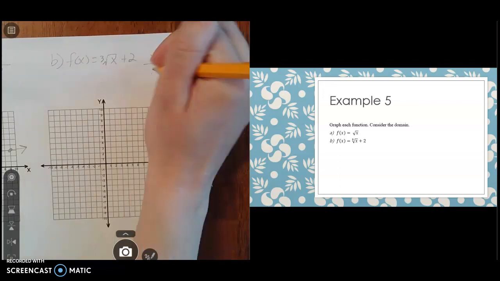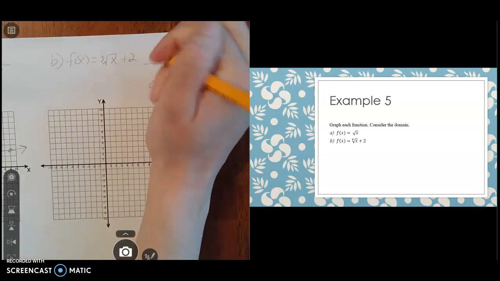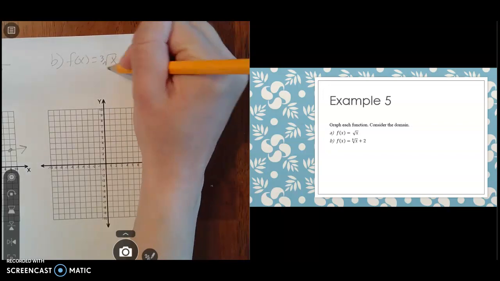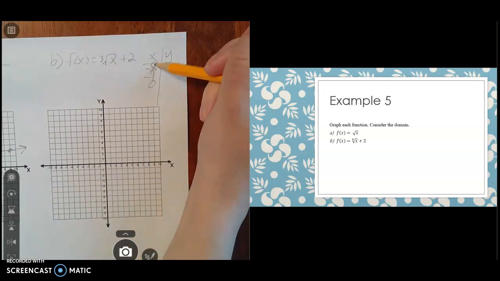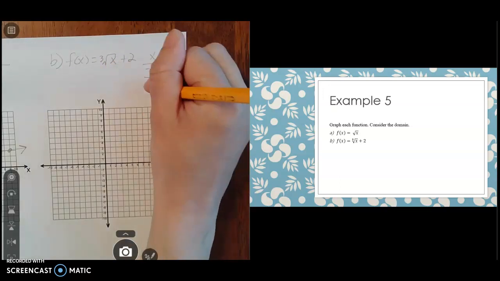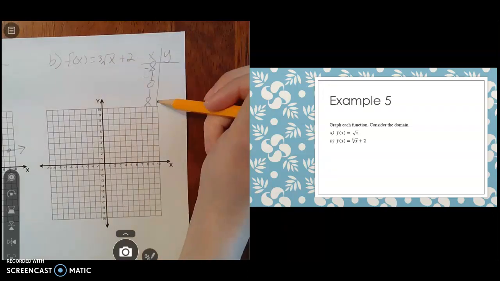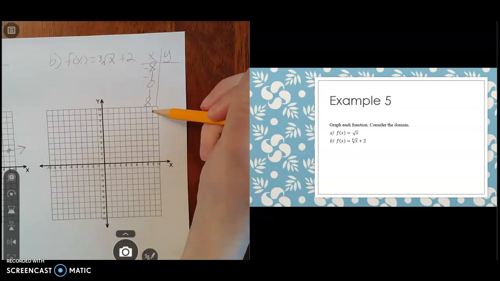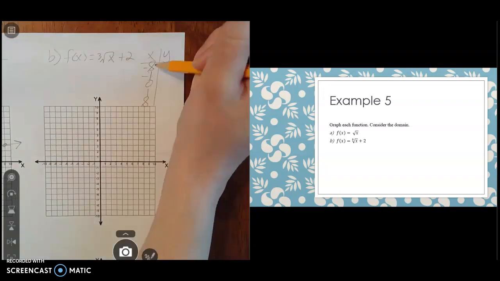So we have 0 to the third would be 0. We could have negative 1 to the third would be negative 1. We could even do negative 2 to the third would be negative 8. So there's some perfect cubes for you. Negative 8, negative 1, and 0. We could do the positives. So 1 to the third is 1. 2 to the third is 8. So there's some nice x values that are perfect cubes that are just going to work out nicely to give me good integer points that are easy to plot. So let's go ahead and do those.